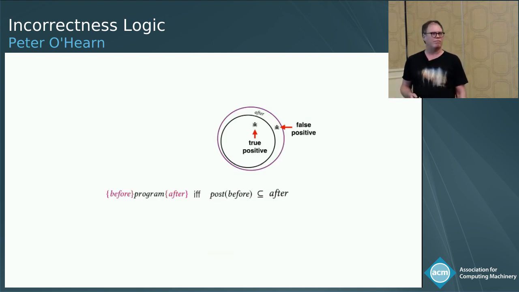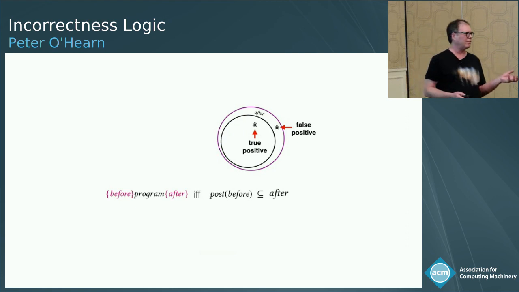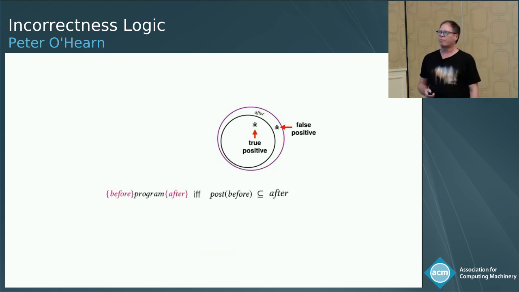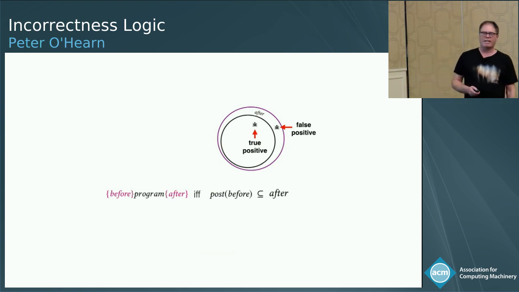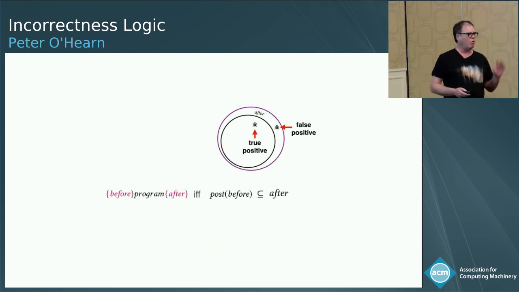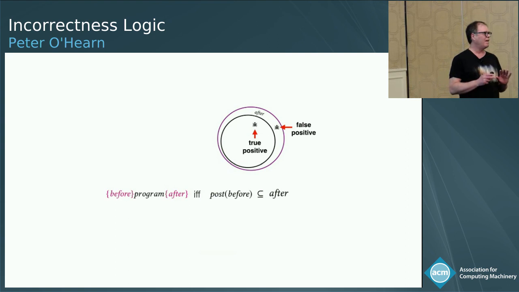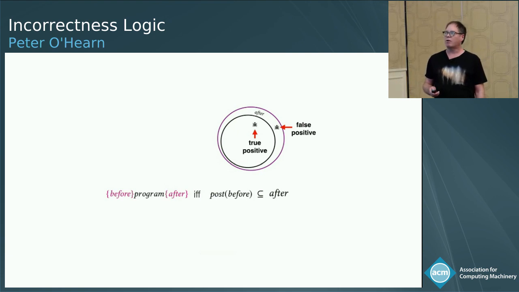why would you do this? Let me try to explain again. Let's start with Hoare's triple. What does that subset mean? That subset means over-approximation. What does over-approximation mean? Well, it means goodness in some sense, but it means there's the possibility of false positives. So there's a false positive, true positive.